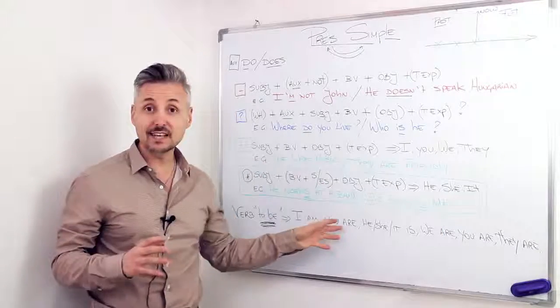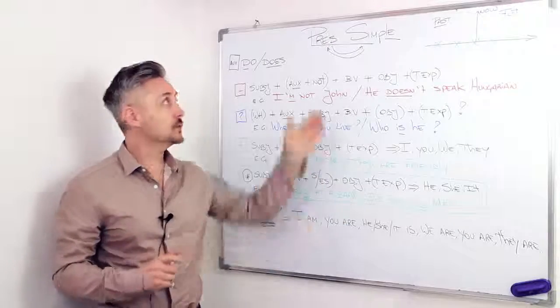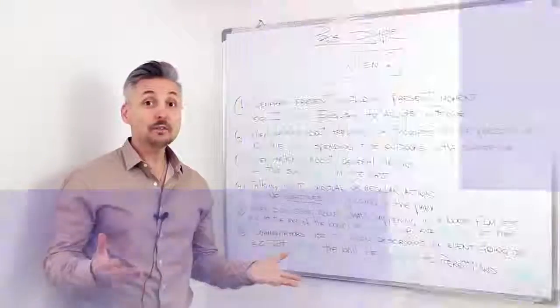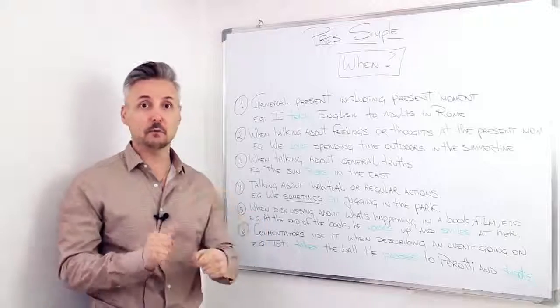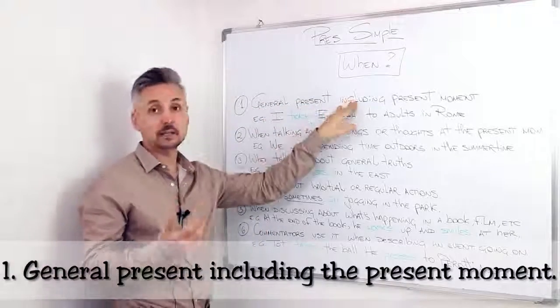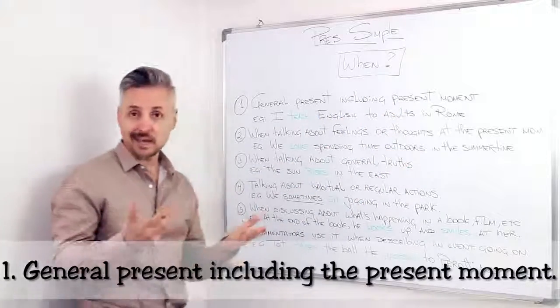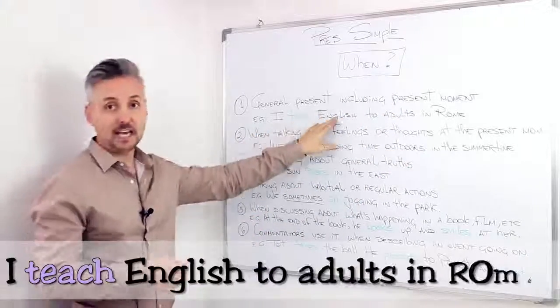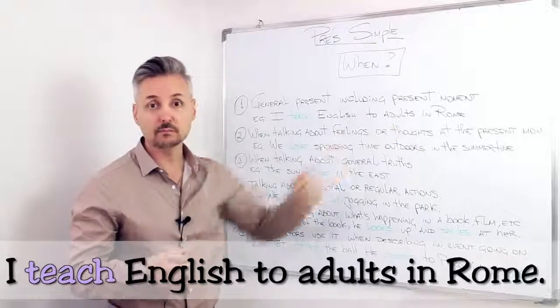I'm going to erase this and I'm going to show you when to use this tense. So when do we use the present simple or the simple present? First, general present, including the present moment. For example, I teach English to adults in Rome.